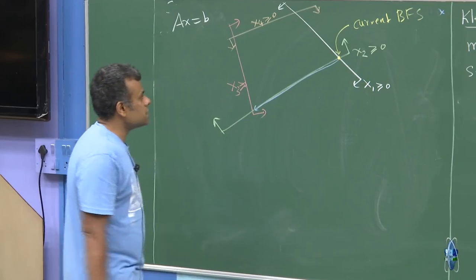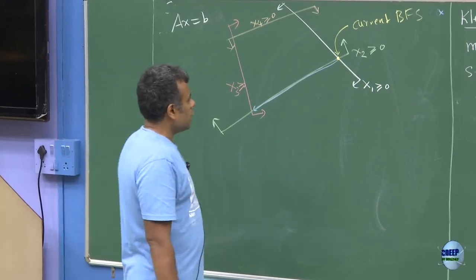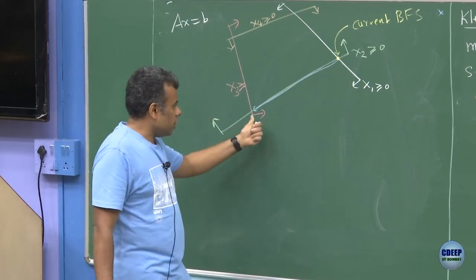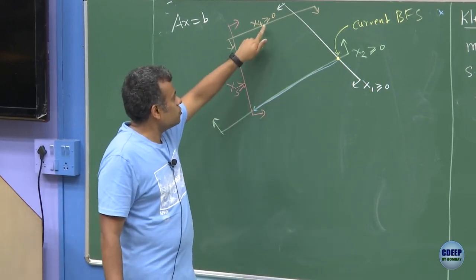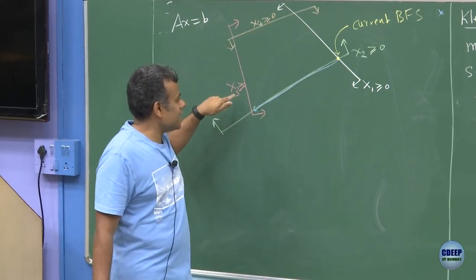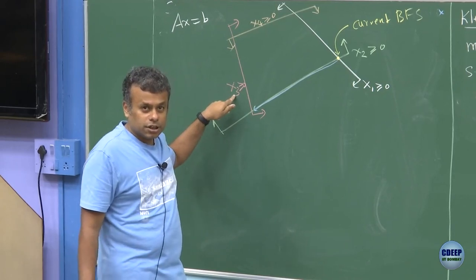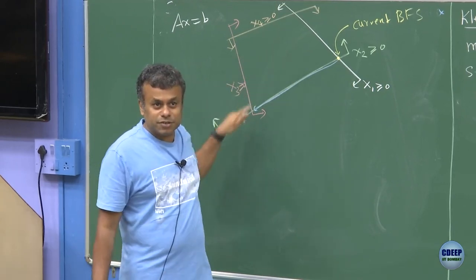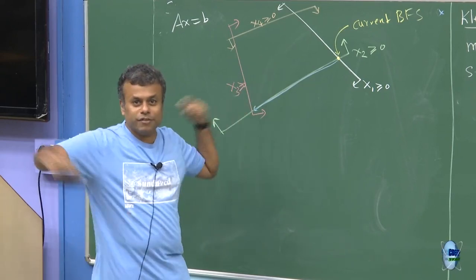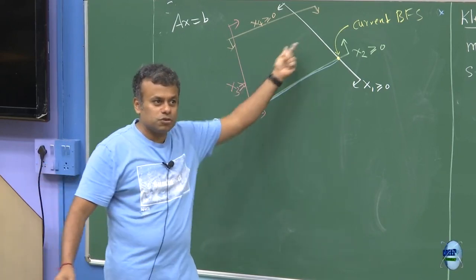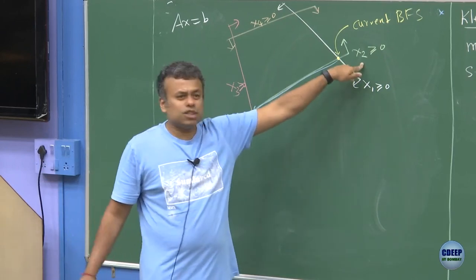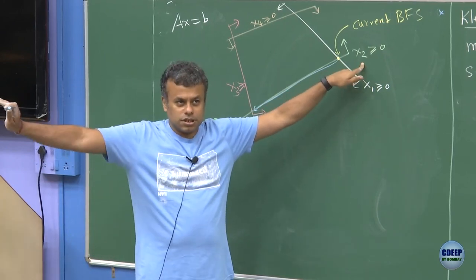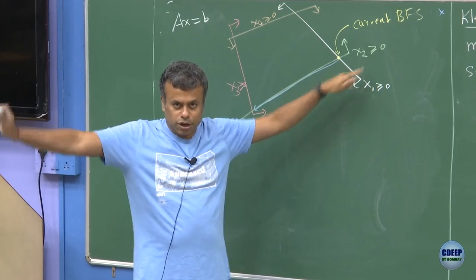And now notice that while I move along this blue direction, the values of x4 and x3 will change, right? The value of the basic variables will change. There is no way that everything can remain constant. The values of those basic variables are going to change. I am increasing x1, x2 is not changing, x2 is remaining constant.